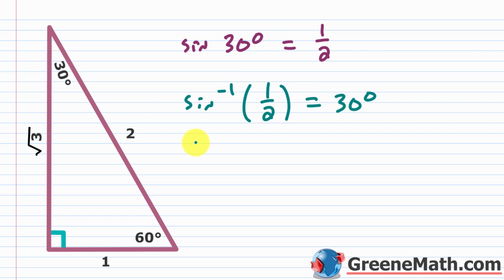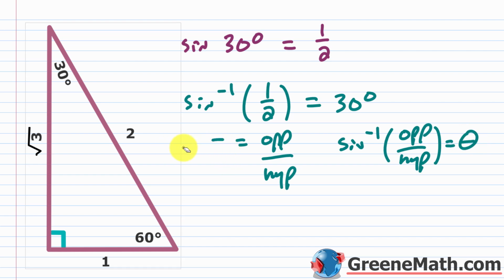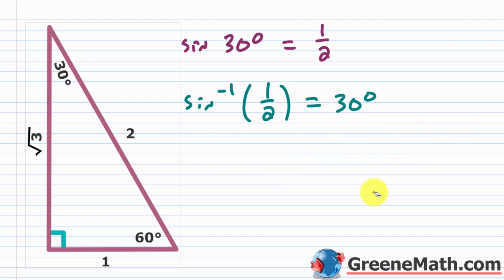So in other words, you could say that you have sine of theta is the opposite over the hypotenuse. And in this case, you have the sine inverse, which is going to be you plugging in the opposite over the hypotenuse, and you're going to get your angle theta back. But there's a problem here, okay? And it's kind of a big problem, but again, we'll talk about this more later on in the course.